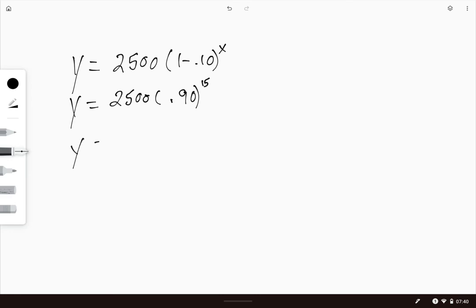Now this you can do on your calculator, because you don't need to write out the big long decimal you're going to get when you do 90 hundredths to the 15th power, but then your answer is going to come out to 514.73. All right, so after 15 years, the computer will be worth $514.73.